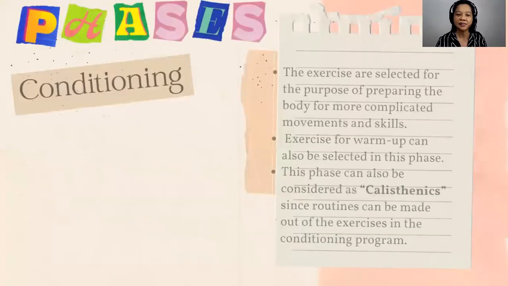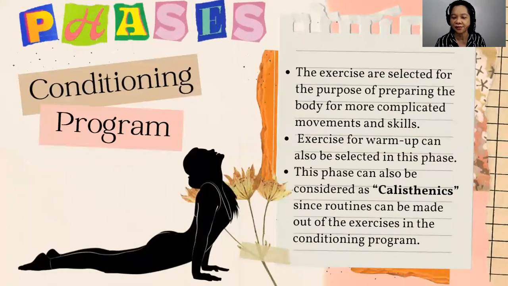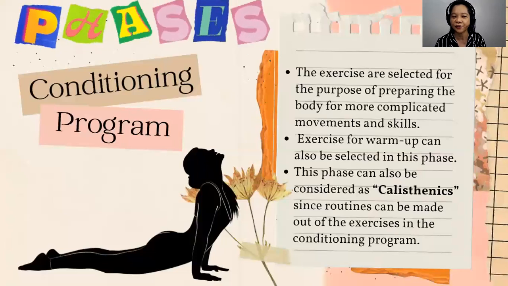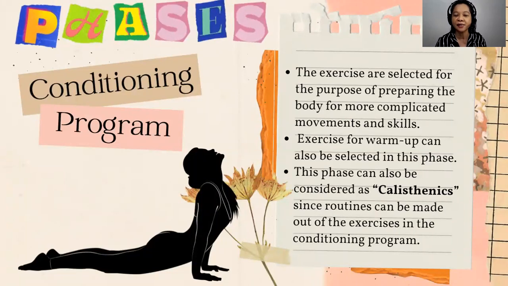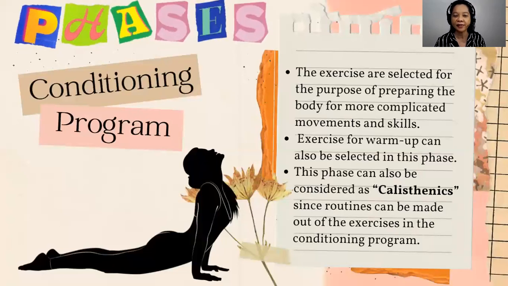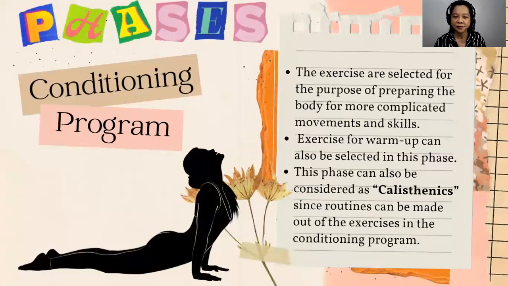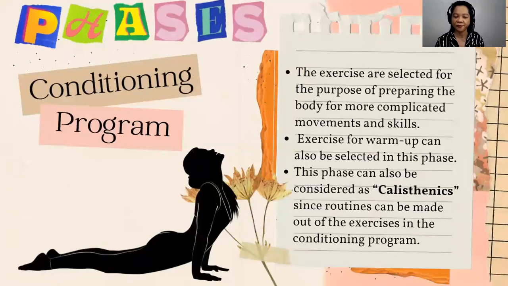Okay, next are the phases of the gymnastic program. Number one is the conditioning program. The exercises are selected for the purpose of preparing the body for more complicated movements and skills. An individual or a player should know the different exercises that are intended for strength, flexibility, endurance, and of course, for a particular part of the body, particular types of muscle. So the conditioning program is important.